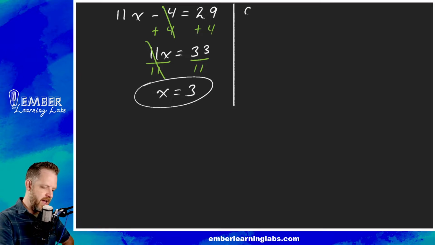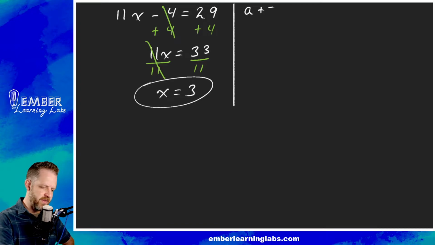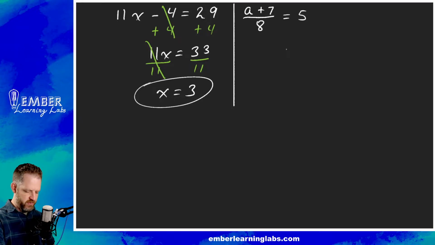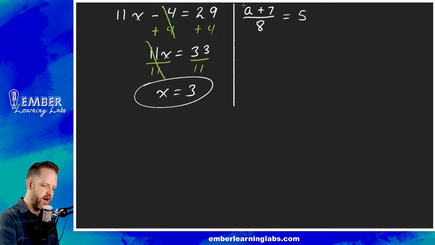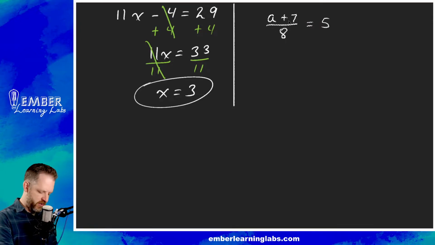So we've got a plus 7, all over 8, equals 5. I'm going to move that over. I think I didn't quite give myself enough space because of what we're going to have to do first.